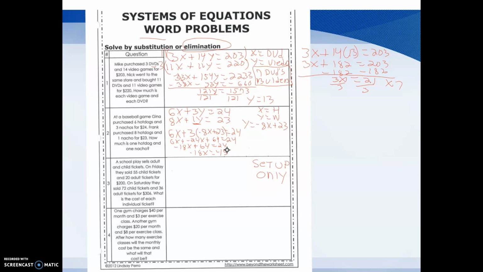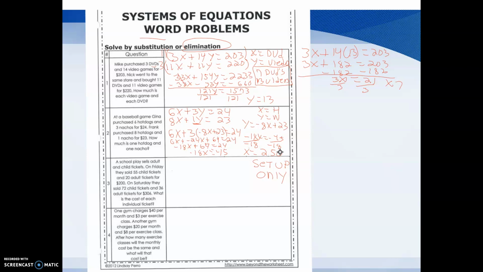Right? That would be negative, right? 24 minus 69 would be negative 45, right? So then I'm going to divide negative 18x equals negative 45. Divide that. Okay. So x equals, what does x equal? $2.50. All right. That makes sense. You may get decimals on this because we're talking about money, right?